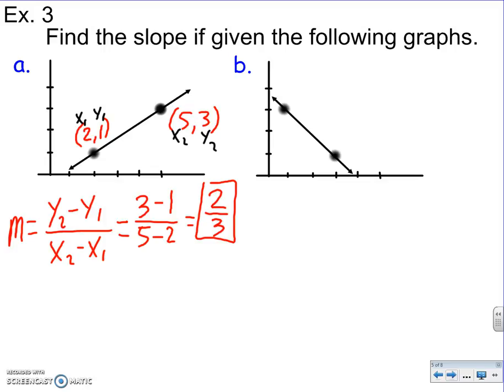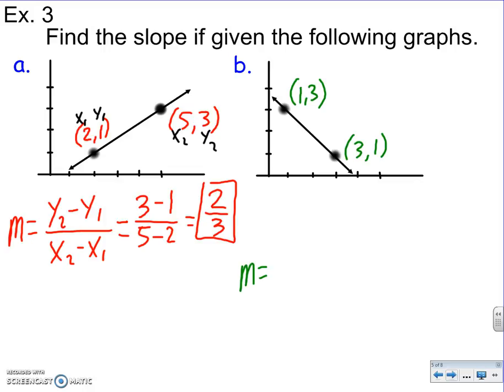All right, B, same idea. I need to find 2 points. I put them on this graph. That's 1, 3. And this one is 3, 1. Notice that the line's going down. It should have a negative slope.